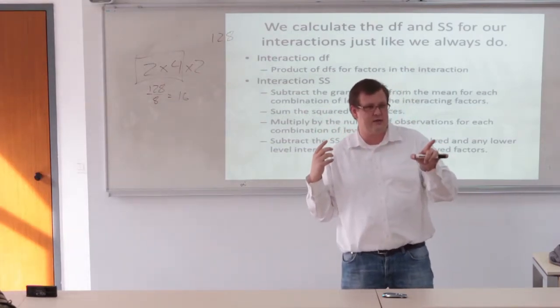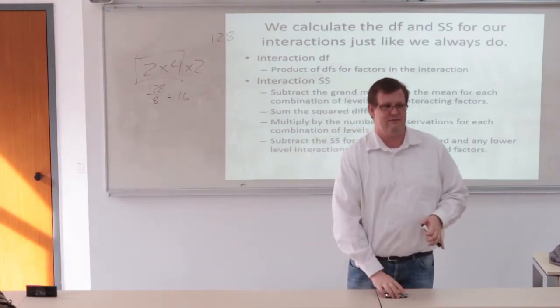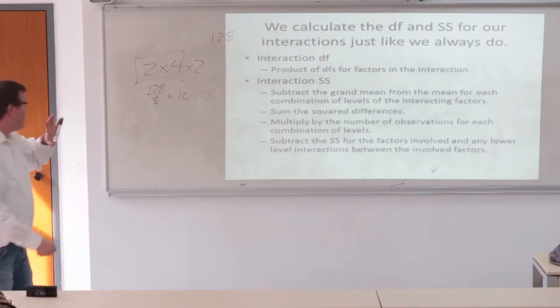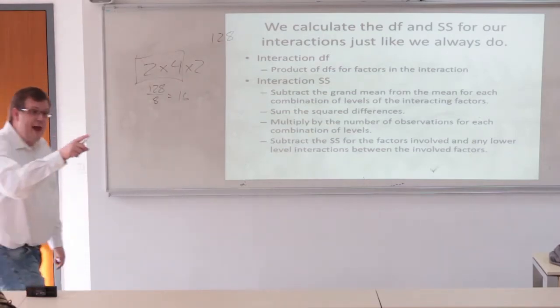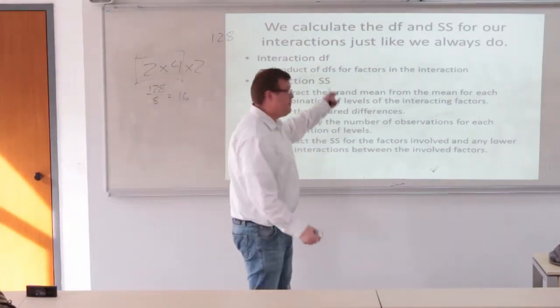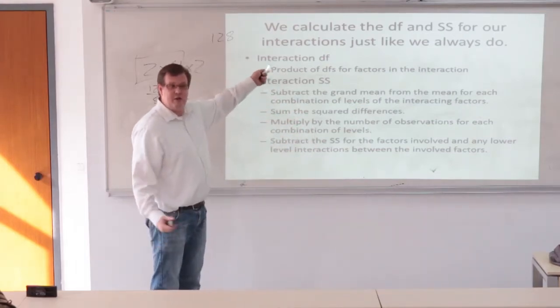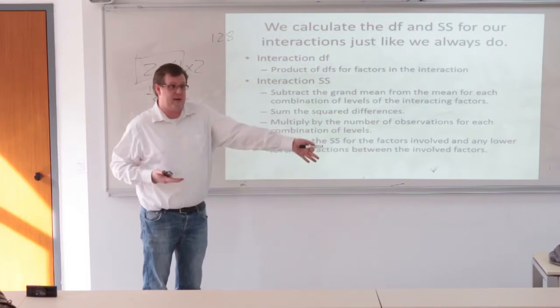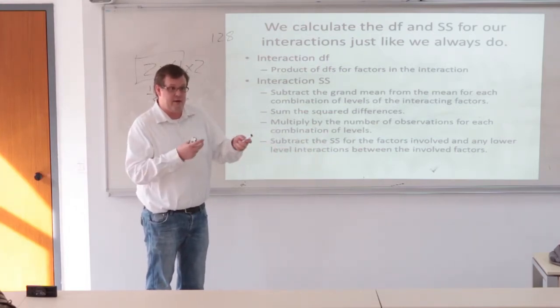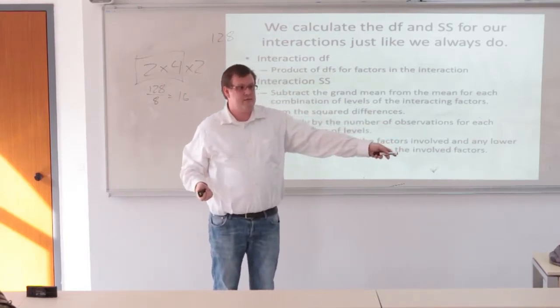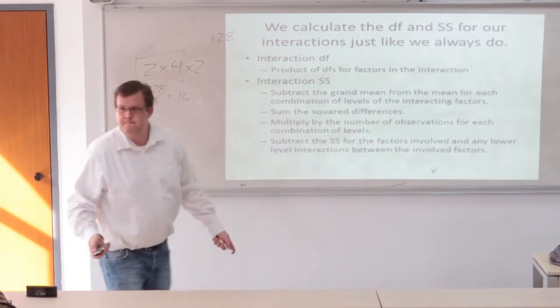We'll get to the subjects in a minute, because that is different. But for everything else, it's the same. And in fact, once you find the degrees of freedom for the subjects, you know how to calculate the degrees of freedom for the interaction involving subjects. You just multiply the degrees of freedom of the subjects by the degrees of freedom of the other things. And you got it. Okay?